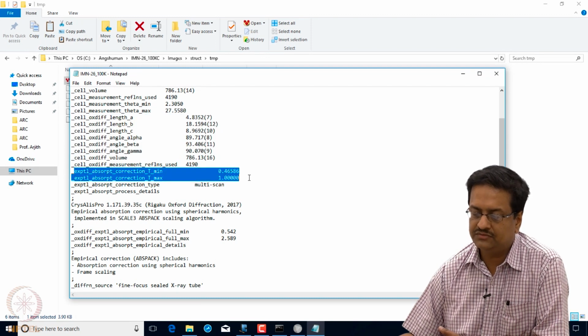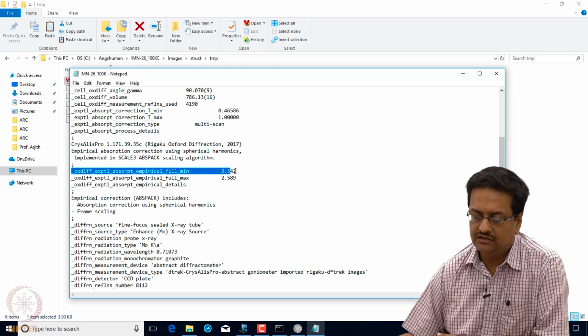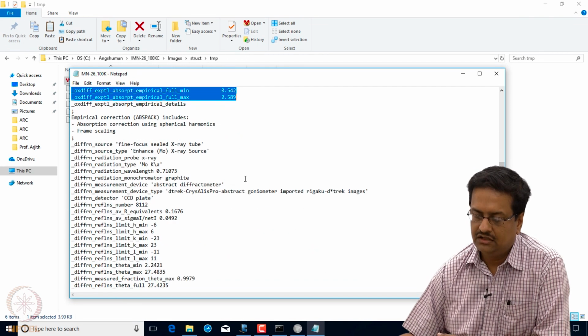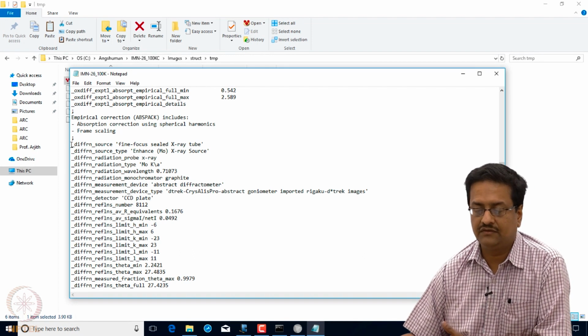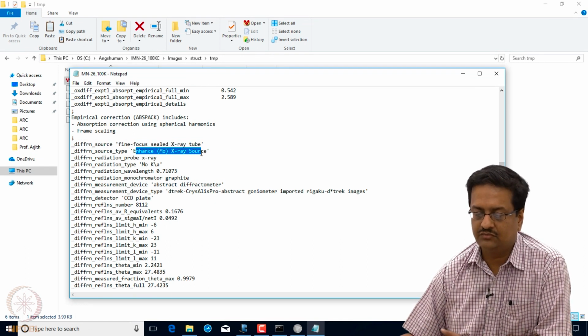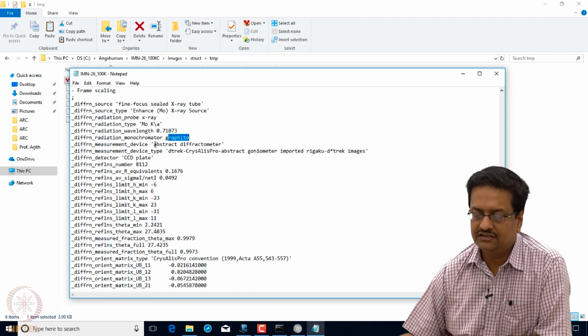Here you have the absorption correction details, Tmin and Tmax values, and some parameters related to empirical absorption correction. Then it talks about the diffraction data collection: how the data was collected, and what the source type was. It was a fine focus sealed X-ray tube, the source was molybdenum, MoK alpha X-ray, with the corresponding wavelength, and what kind of monochromator was used. The measurement device is missing at the moment, which we can write ourselves.